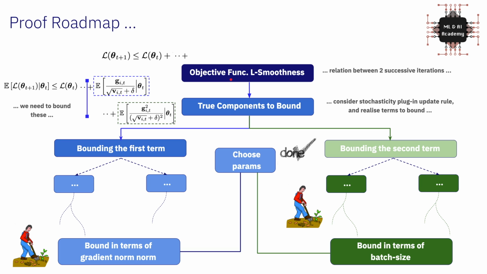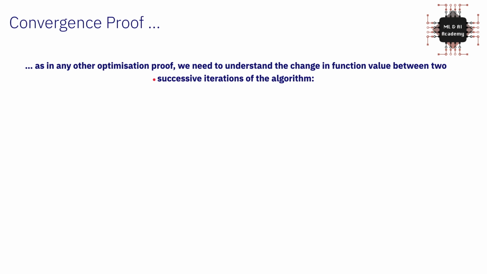As we said, we start from L smoothness. Then we understand what components we want to bound. We bound each of the first term and the second term. We get some bounds in terms of the norm of the gradient and the batch size. We then stick it back in the original bound, choose parameters, and get our final result. So let's dig into these.